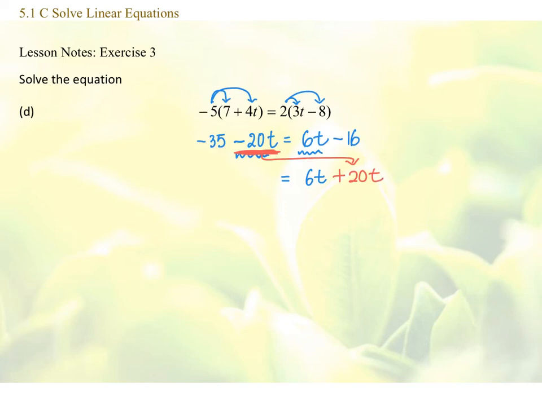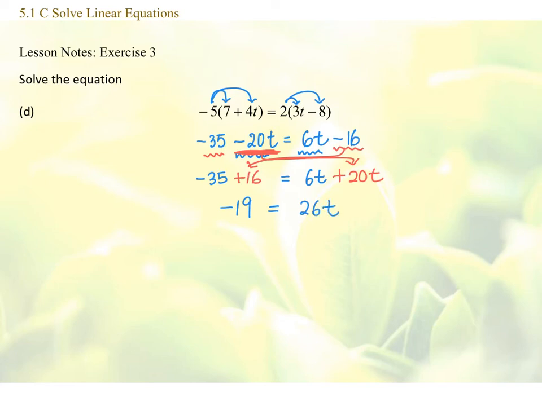On my left hand side, we have the number negative 35 and the constant term negative 16. So this is subtract 16 over on this side. It migrate over. If that is subtract 16, I'll reverse the operation. I will add 16. Next, let us simplify. I'll get negative 35 plus 16 to be equals to negative 19, 26t.